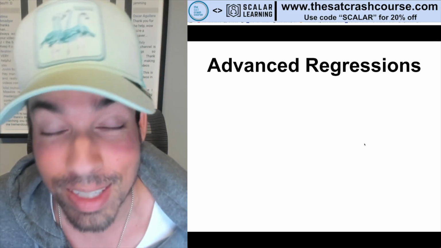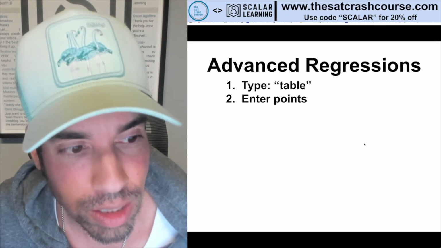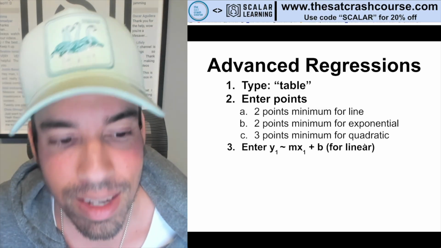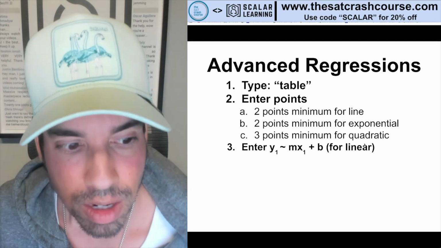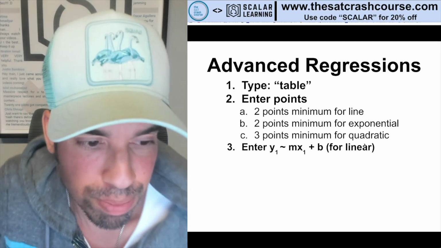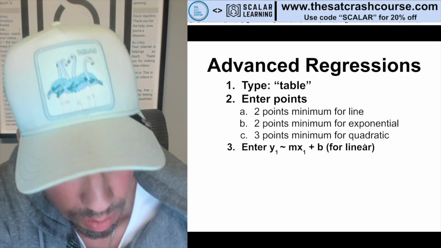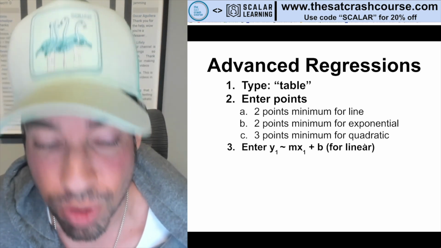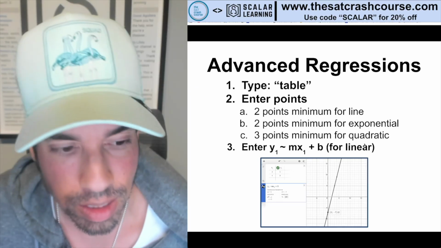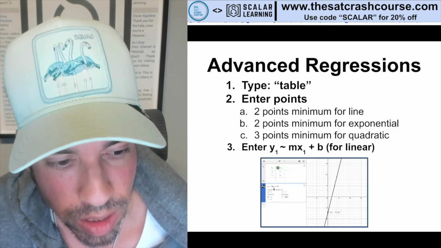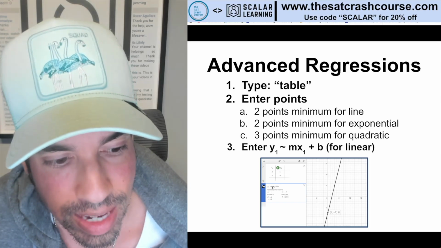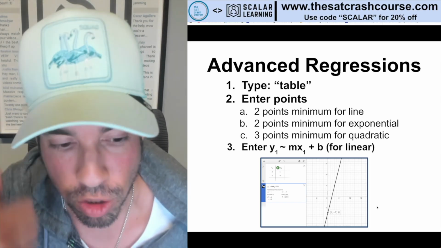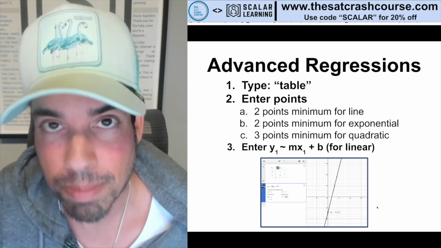So this is how you can do a fancy regression, an advanced regression. Again, you're going to type table, you're going to enter your points, no big deal. All of those are going to be the same. Then you're going to enter this in a number line. Y sub 1 is approximately equal, that's right beneath the escape button, that little squiggly symbol, to mx1 plus b, and this is for a linear function. So if you look right here, this is an example. The reason we have to use y1 and x1 is because that's what's in the table. And then you put in the constants m and b, and it will automatically generate the correct slope and y-intercept value for you.